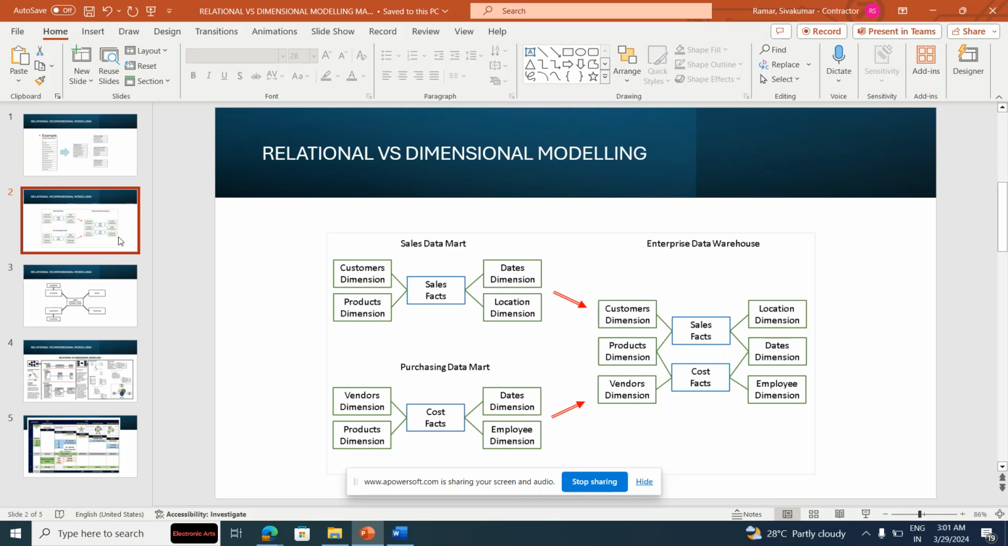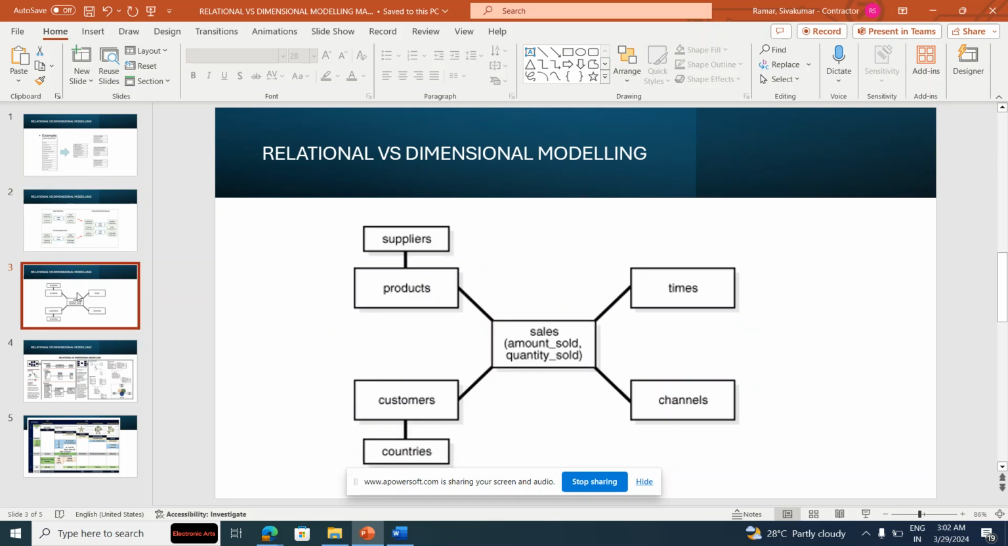And you can see the common dimensions between these fact tables are the product dimension and the date dimension, which is a kind of bridge between the two fact tables. The customer dimension and the location dimension are specific to sales, and the vendor dimension and employee dimension are specific to cost. Through these common dimensions, sales and cost can interact with each other, and we can create a consolidated report with all these dimensions and facts here.